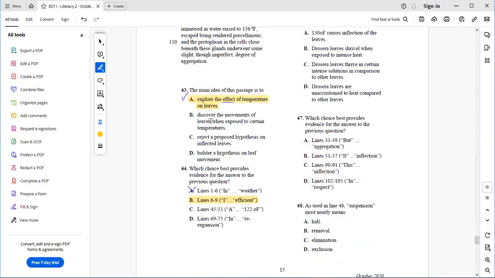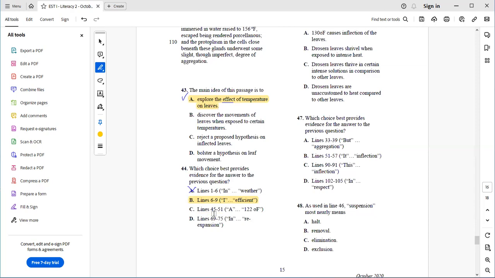Let's find the others. Discover the movements of leaves when exposed to certain temperature. Again, he didn't mention any kind of temperature. Reject a proposed hypothesis on inflected leaves. No rejection. Support a hypothesis of leaf movement. Again, he wants to explore, not to support. So now I found that A matches with B, as both of you mentioned.